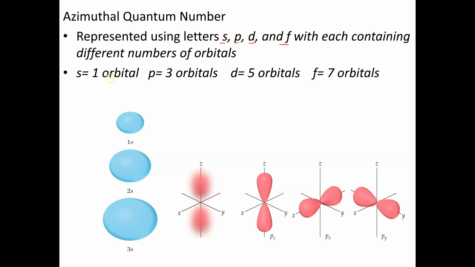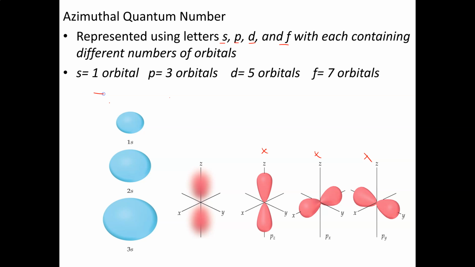So S has only 1 orbital, just this circular pathway somewhere, right? P has 3 orbitals. Why 3? 1, 2, 3. D has 5, F has 7. You just have to memorize that. That's how many orbitals. And what is an orbital? Somewhere an electron can be found.